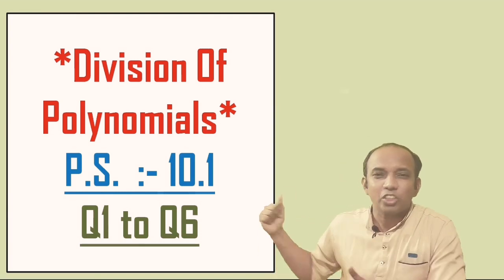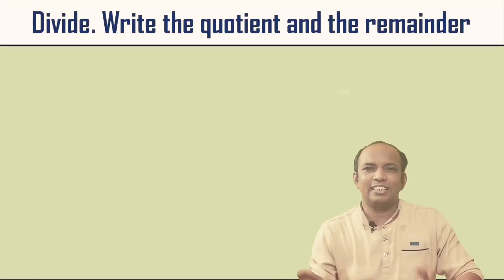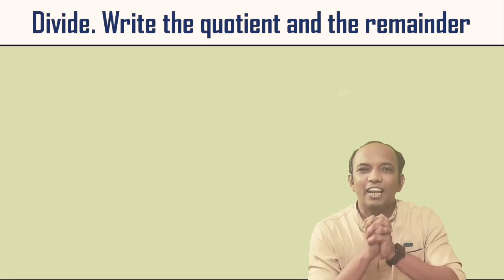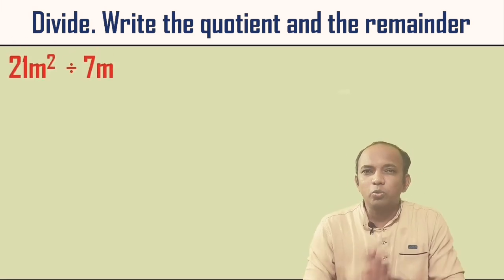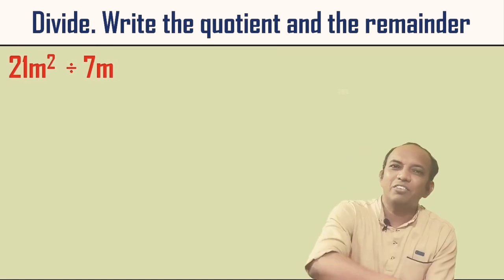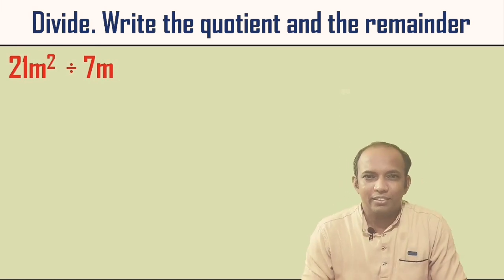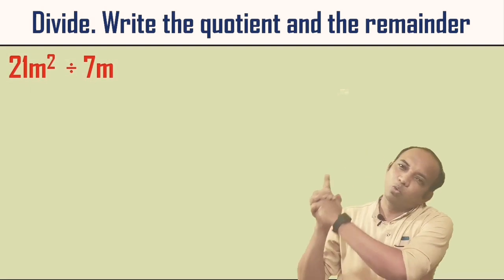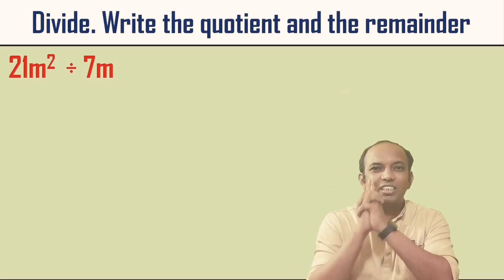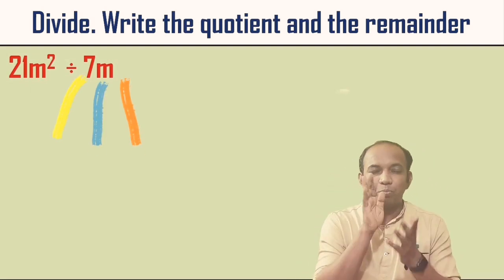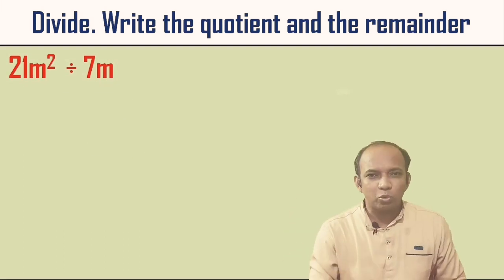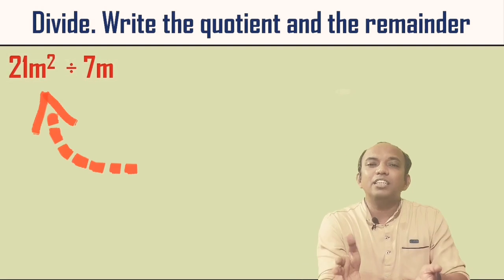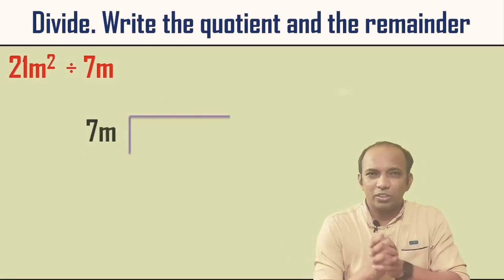So my dear, this is the first question on the board. The question is to divide and write the final answer as its quotient and remainder. So what we are going to do, first of all, check which is the divisor and which is the dividend. Over here, 21m square divided by 7m, that means 7m is the divisor because it is present after the division sign, and 21m square is the dividend. And arrange the division structure the way it is shown on the screen.